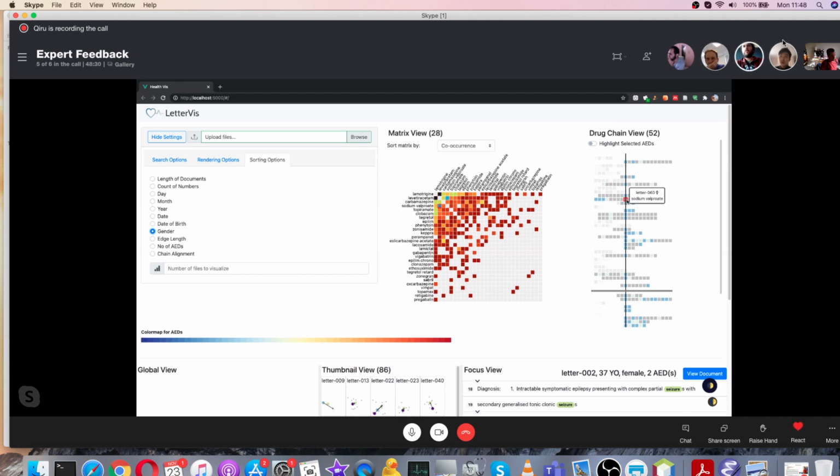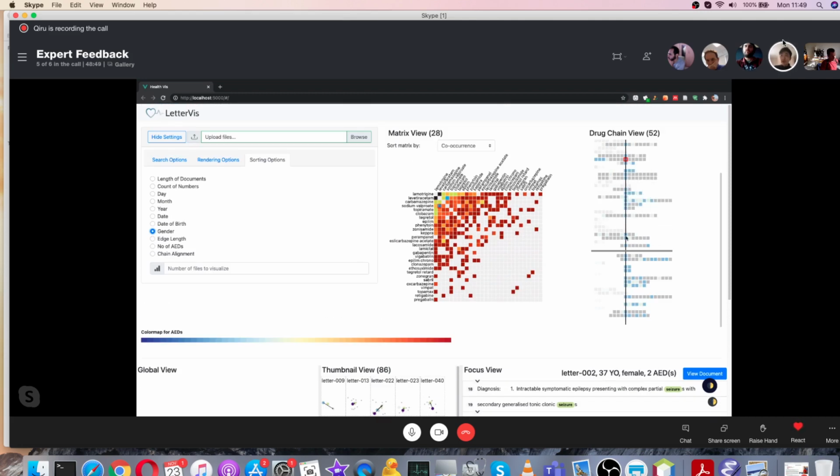So for instance, we clicked on letter 60, but it's not the first. We click on the sodium valproate, but it might not be the first occurrence in the letter. But we set it as a base drug. Then we align the rest of letters by this drug. So the first occurrence of sodium valproate in each letter will be aligned. Okay.